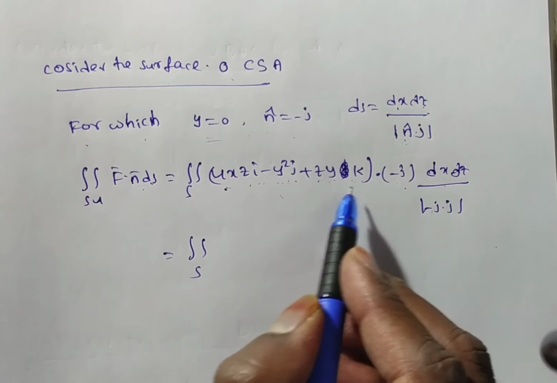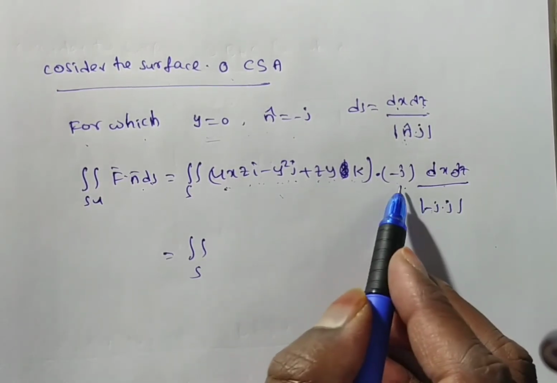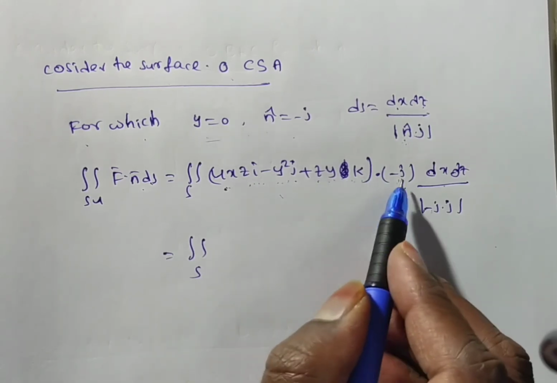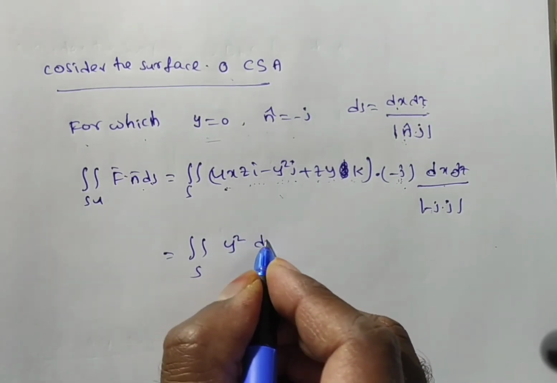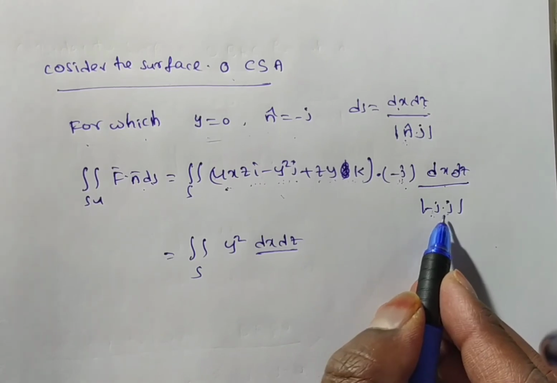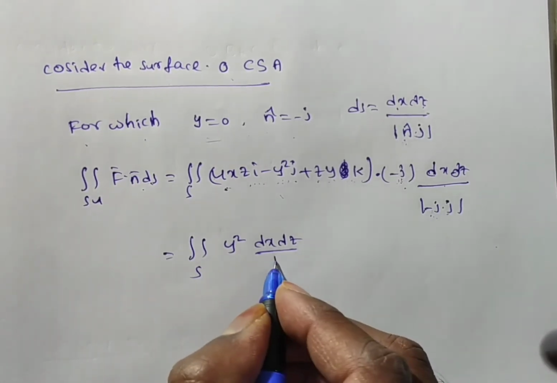Now we are doing the dot product of the two vectors; the first vector is this one, and the second vector contains minus j. So j dot i is 0, j dot k is 0, and only this term remains. Now minus of minus gives plus y square into dx dz by mod of minus j dot j. j dot j is 1. Now the modulus of minus 1 is nothing but 1 only, so no need to write it.